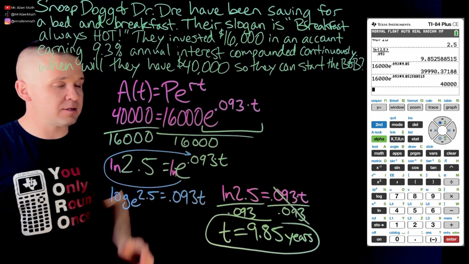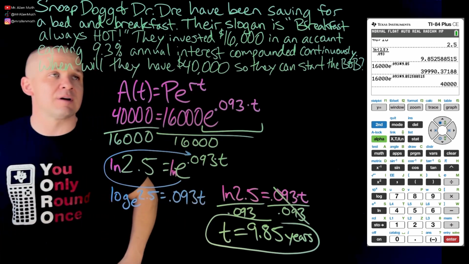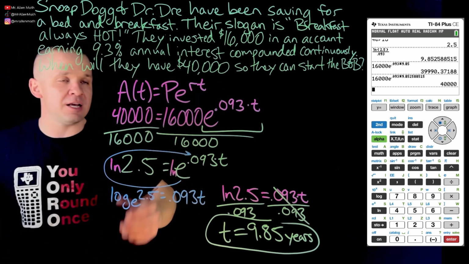So there we go, dogs. We got our answer there. 9.85 years until these guys can start their bed and breakfast if they indeed need 40,000.